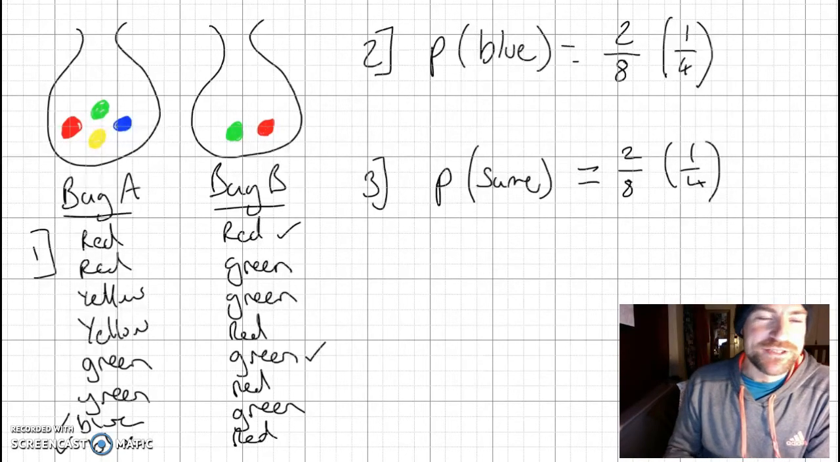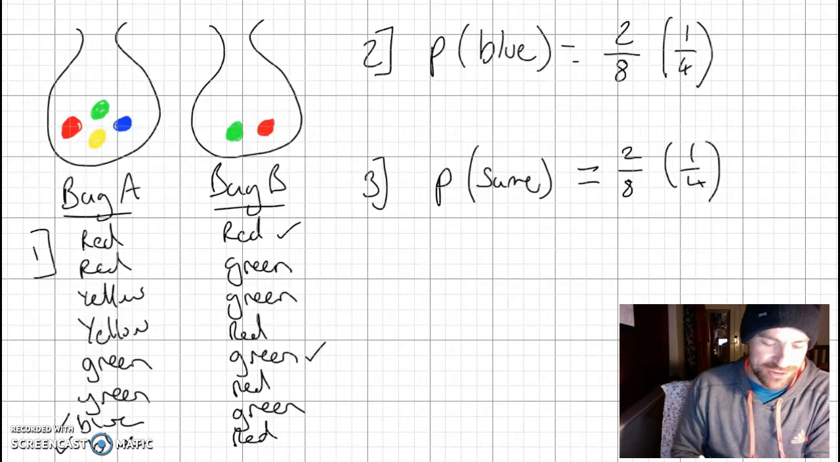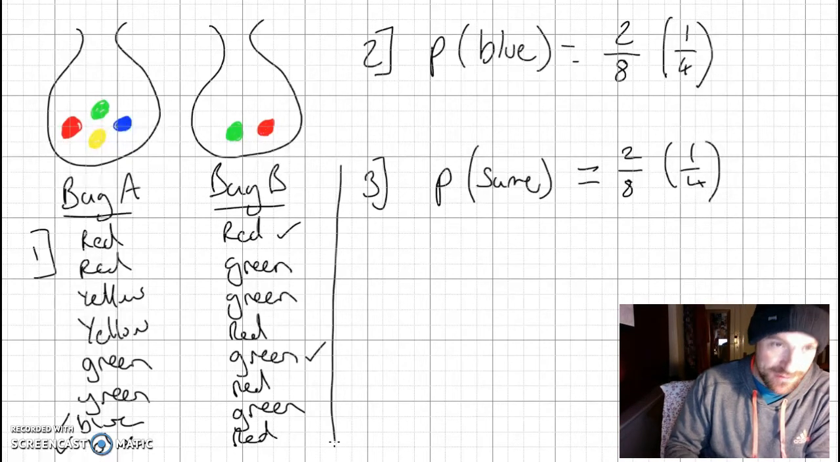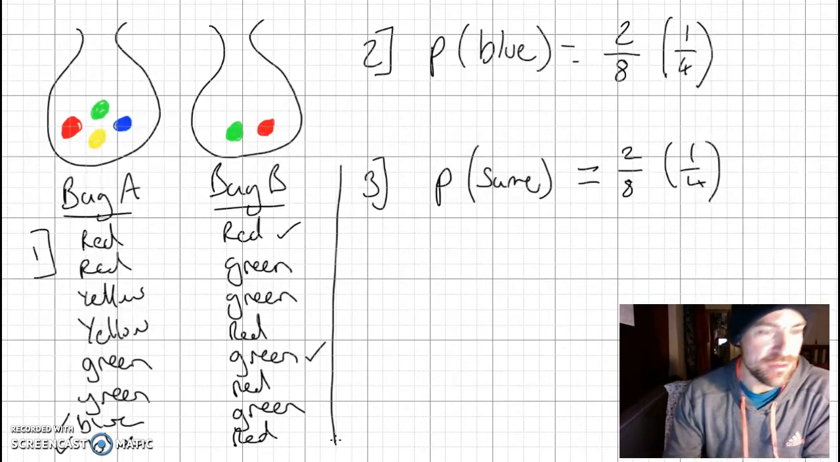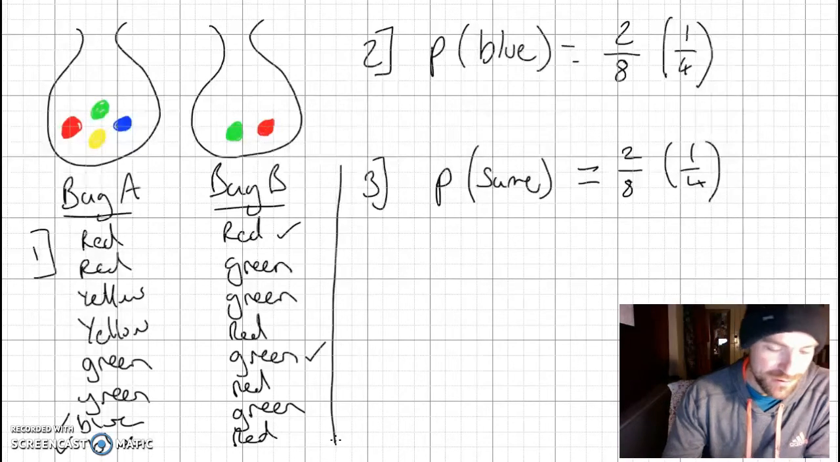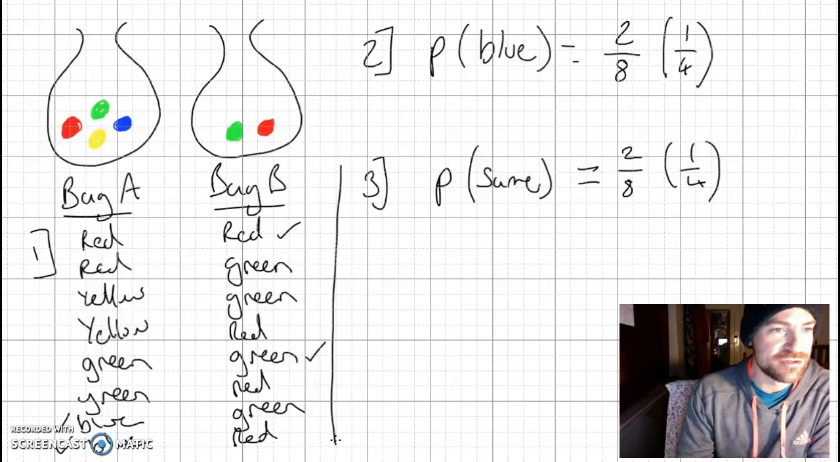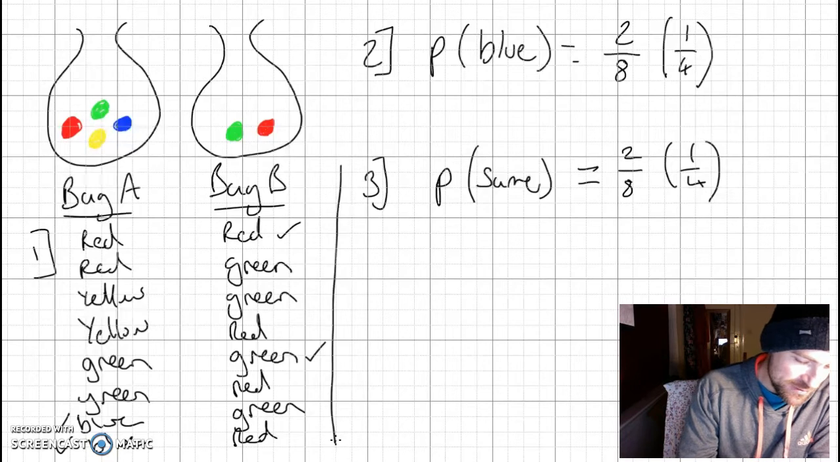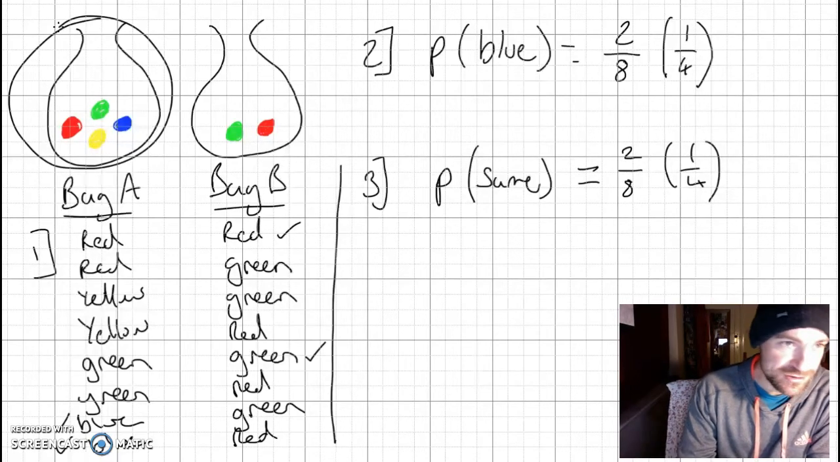Okay, so here are your answers. Yes, I've made the list here. You can see the list there. Just logically going through. So starting with red, then yellow, then onto green, then onto blue. Remembering to just logically go through bag A. So I looked at bag A first.